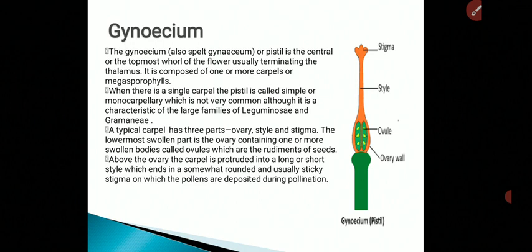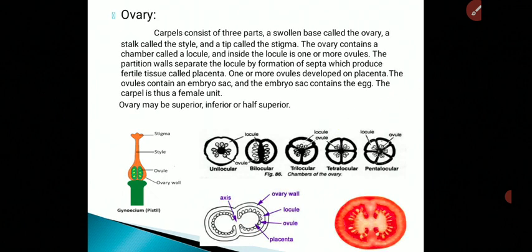So let's see one by one in detail what these parts of the gynoecium are: ovary, style and stigma. Let's discuss the ovary. The basal swollen part of the carpel is known as the ovary. Internally, the ovary is hollow and enclosed in an ovarian cavity. The ovary may consist of only one chamber, or it may be divided into two or more chambers. These chambers are called locules, as shown in this figure.